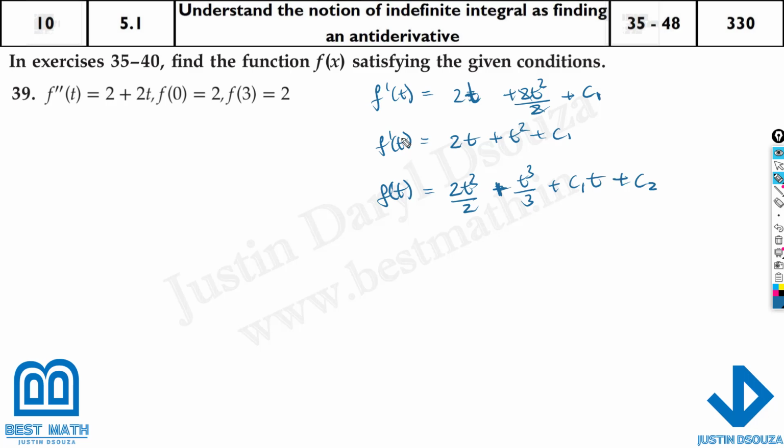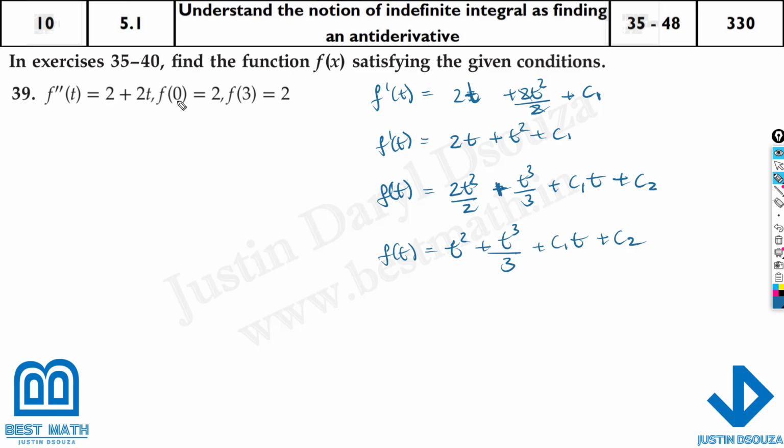Why? Because we have integrated twice. This was the first constant of integration, now the second one. Now let me simplify this. F of t is equal to t power 2 plus t power 3 by 3 plus c1t plus c2. Now whenever we have 0, can you see this f of 0? All the t gets cancelled off and you can easily find the constant of integration c2.